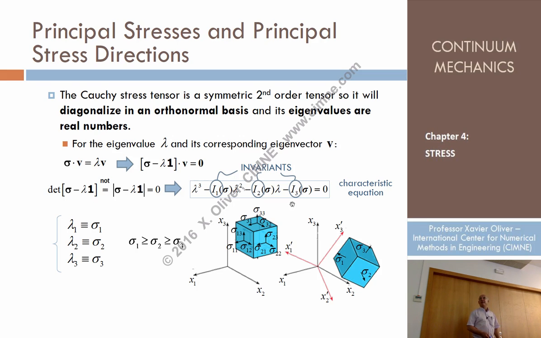So they are called invariants, and they play an important role in solid mechanics. We'll see that. By the way, some invariants are sigma 1, sigma 2, sigma 3. So the principal stresses are invariants themselves. Regardless of the original system of coordinates, the solutions for this equation have to be always the same. They are invariants. But also the coefficients of this equation are invariants. Okay?